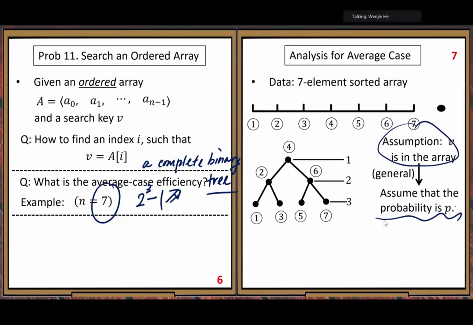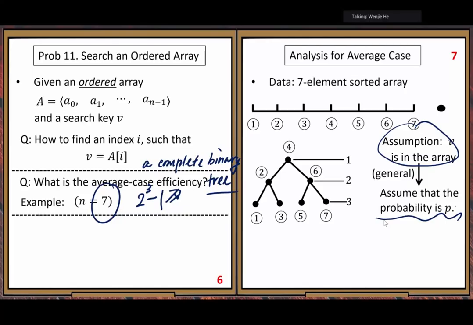And also you can see this is a complete binary tree, because all the levels are full. You cannot insert any new node in any level. All the positions are occupied for each level. Then now we are ready. With this diagram, we are ready to calculate the average case efficiency.